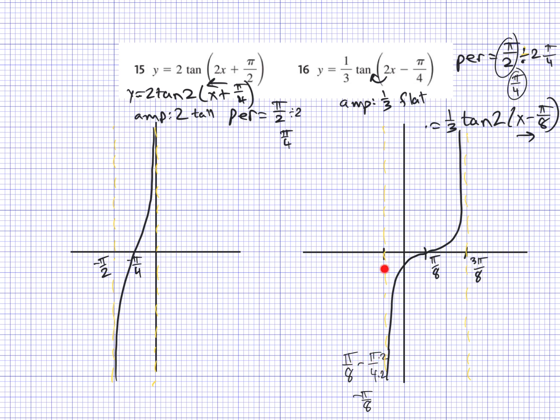So this is negative pi over 8 right here. So pi over 8 plus another pi over 4. So if we're adding pi over 4 plus pi over 8, get a common denominator. So that'd be 1 pi plus 2 pi. That'd give me 3 pi over 8. That's where these are at.